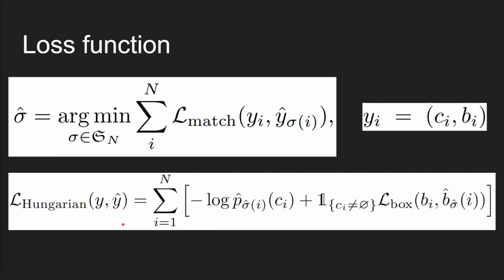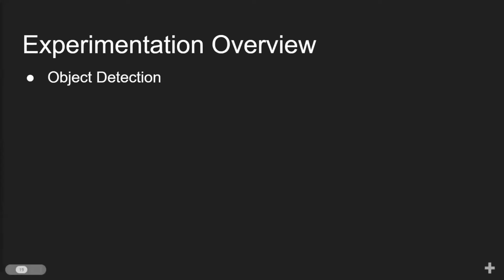And what they do is they compute the loss between every prediction and every ground truth to produce a 2D matrix. And then we use the Hungarian method that Adam mentioned at the start to get the best matches between the predictions and the ground truths. And now I'll hand it over to Fernando to cover the experimentation section.